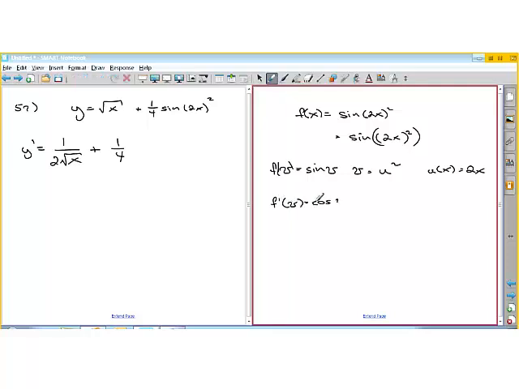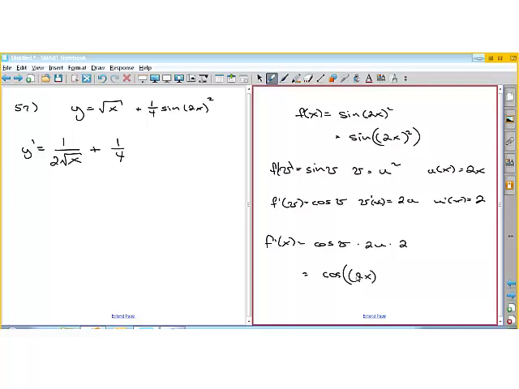So you get cosine of v. v prime of u, sorry, is 2u, and u prime of x is just 2. u prime of x equals 2. So to find f prime of x, you take the cosine of v times v prime of u, which is 2u, times u prime of x, which is 2. So the cosine of v, what do we do? Cosine of v, which is u squared, and then you plug that in there. So what you get is the cosine of the quantity u squared.